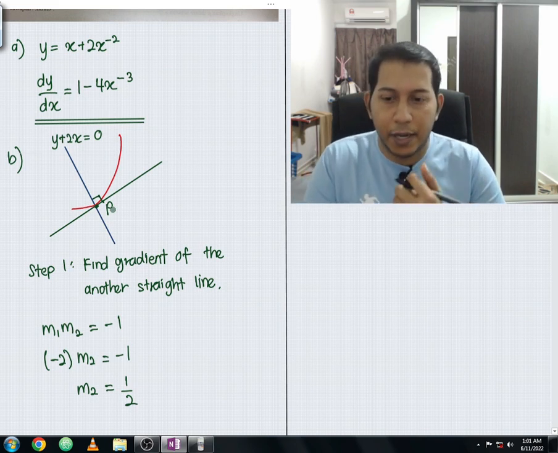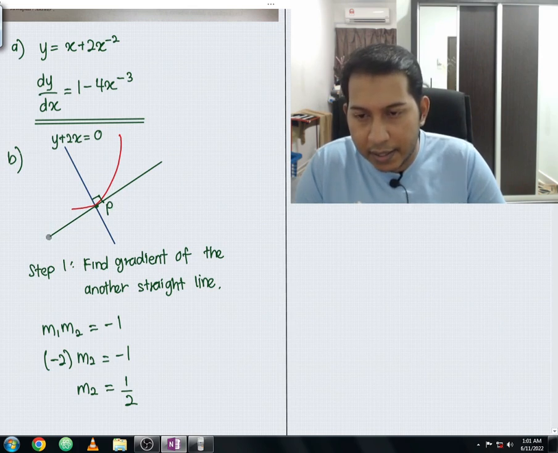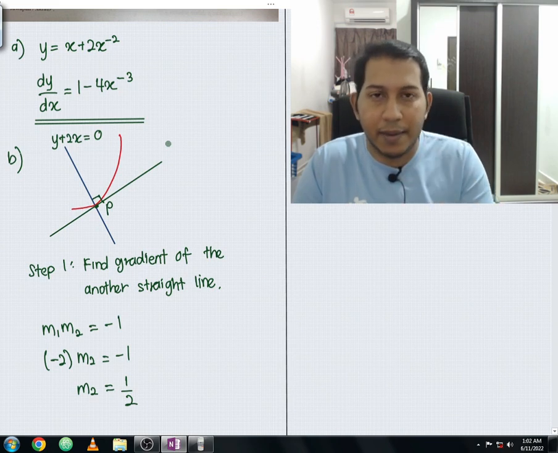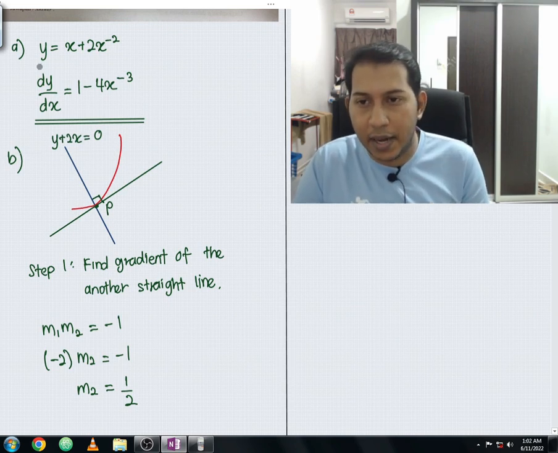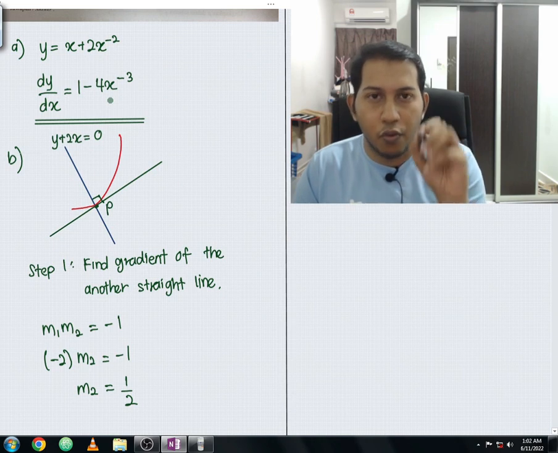So how are you going to find the x coordinate for P? Remember, guys, your coordinate P is the point of intersection of the curve and the straight line. Remember, this curve is intersecting the straight line at only one particular point. What does that mean? This straight line is tangent to the curve. So we can apply this formula and compare it to this value, such that 1 minus 4 times x to the power of -3 is equal to 1/2.